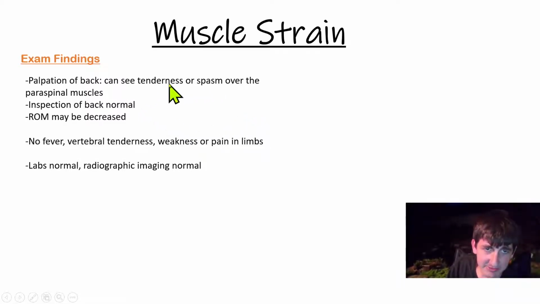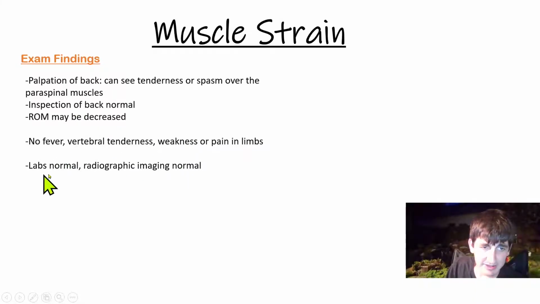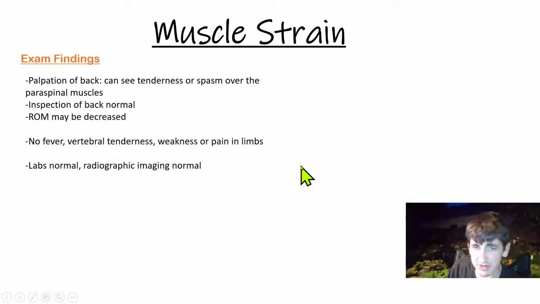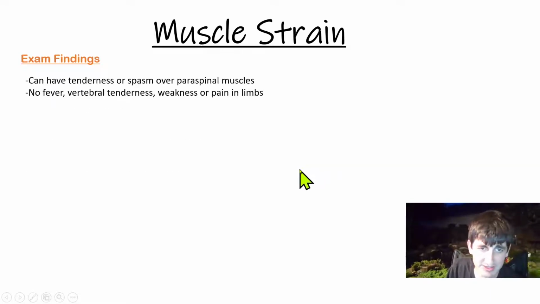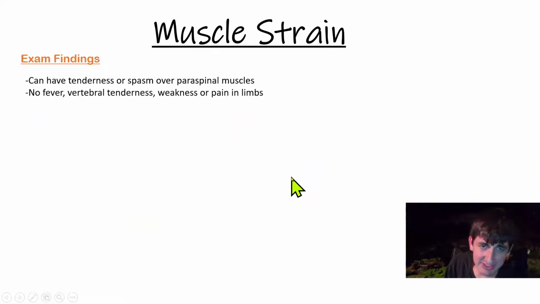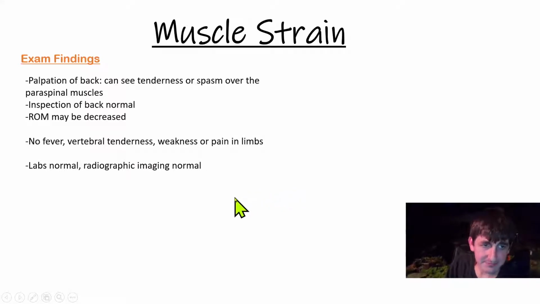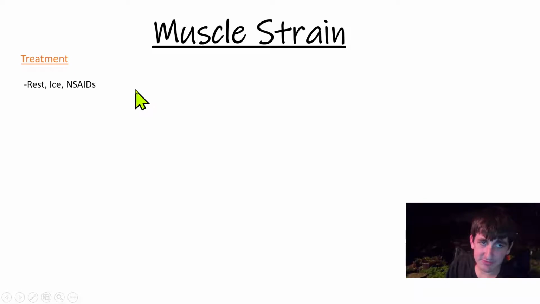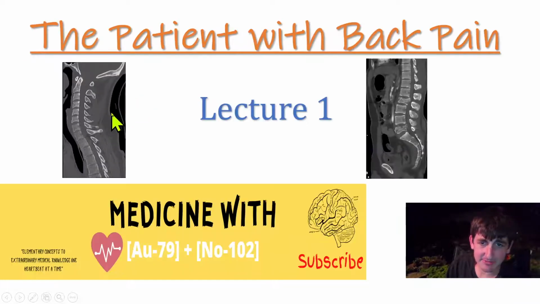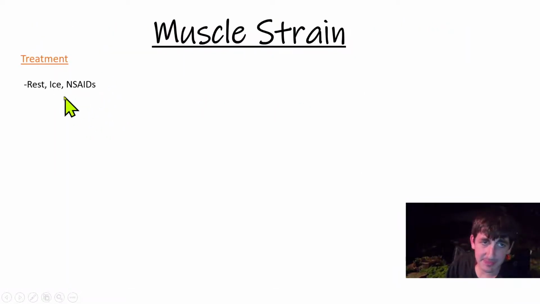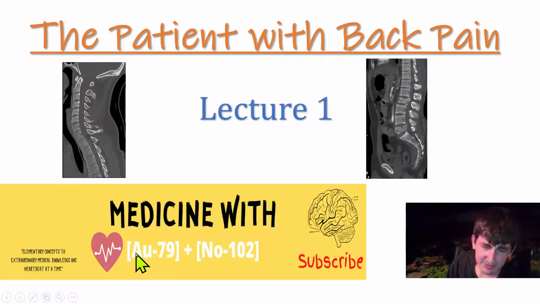You can note some tenderness, spasm. As we said, inspection of the back is normal. Range of motion might be decreased. And labs will be normal. Imaging will usually be normal. You really don't need to image these patients if they get better within 6 weeks, given there's no red flag symptoms. But yeah, just rest it, ice it, some Advil or something. These patients should be fine in a few weeks.